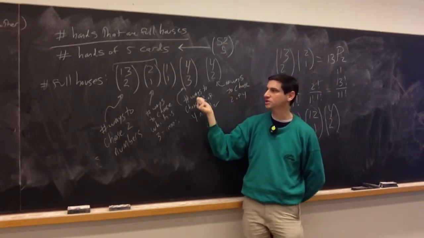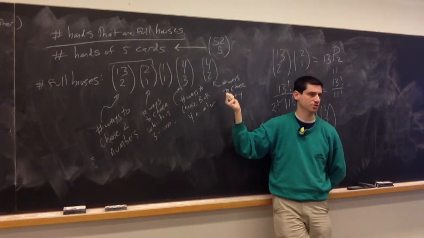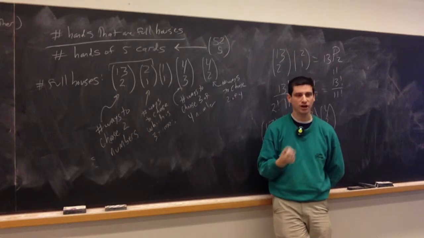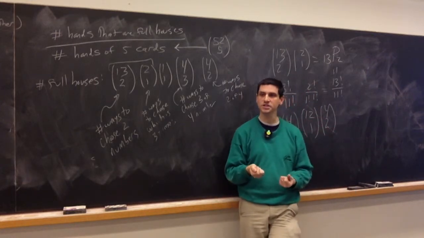So I've done the numerical simulations. I think it was about 0.14% of the time you get a full house. This is enough so that if I do it a million times, I'm reasonably confident I'm going to be getting a good answer.